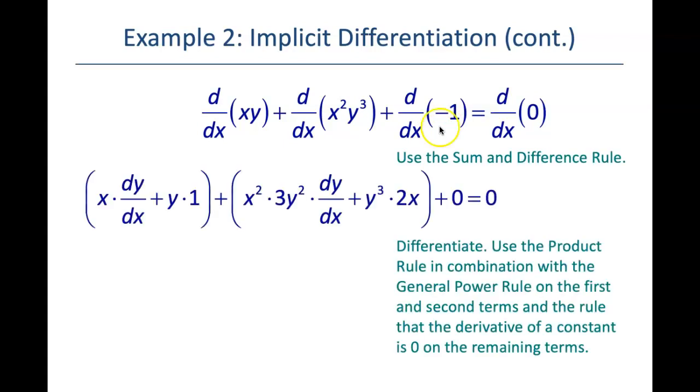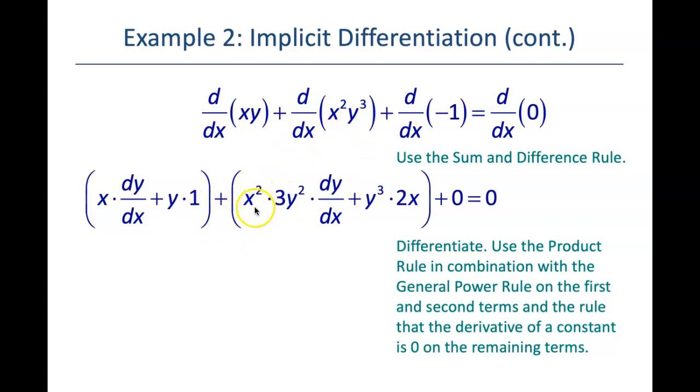I'm going to use the sum and difference rule. All right, so here it is. Here's the product rule for that first term. First times the derivative of the second. So x times the derivative of y. And the derivative of y in terms of x is dy/dx, right? Plus the second, which is y, times the derivative of the first, and the derivative of x is just 1. All right, now we're getting somewhere. We're skipping steps a little bit.